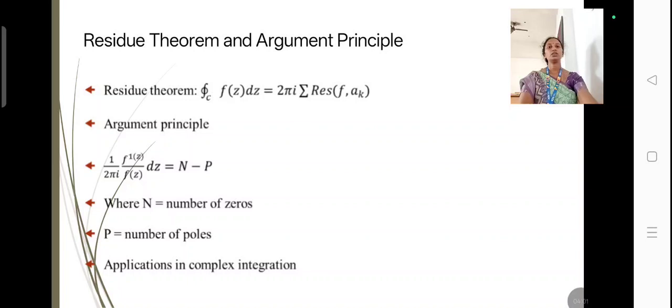Next one is residue theorem and argument principle. What is the residue theorem? The residue theorem statement is integral over C f of z dz is equal to 2 pi i summation residue of f at a. And also discuss the argument principle, that is 1 by 2 pi i integral f dash of z divided by f of z dz equal to n minus p, where n is the number of zeros and p is the number of poles, and also discussed some applications in complex integration.